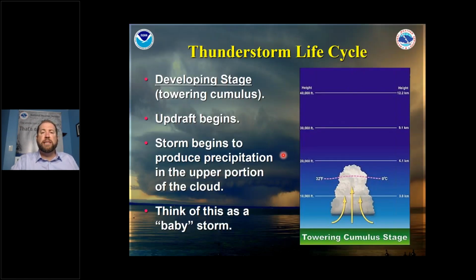Here's the developing stage of a thunderstorm. As it just starts to begin, you can kind of think of this as a baby thunderstorm. Again, the clouds are growing. You've got rising air. This purple line is the 0 Celsius, or 32 degrees Fahrenheit, line, maybe a little bit of hail at the top of the storm.